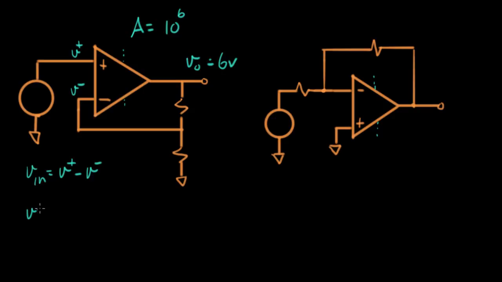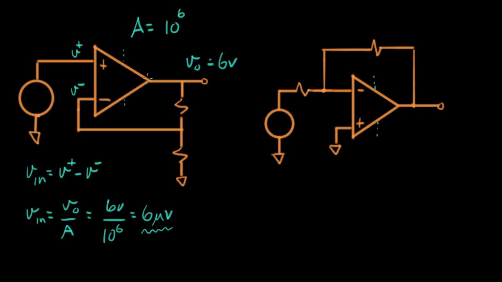Well, V in equals V out divided by A. If we fill in the values we had, it's 6 volts divided by 10 to the 6th, or 6 microvolts. So this is 6 microvolts between here and here. Okay, so with 6 volts here, there's 6 microvolts over here. Okay, this is a really small voltage.